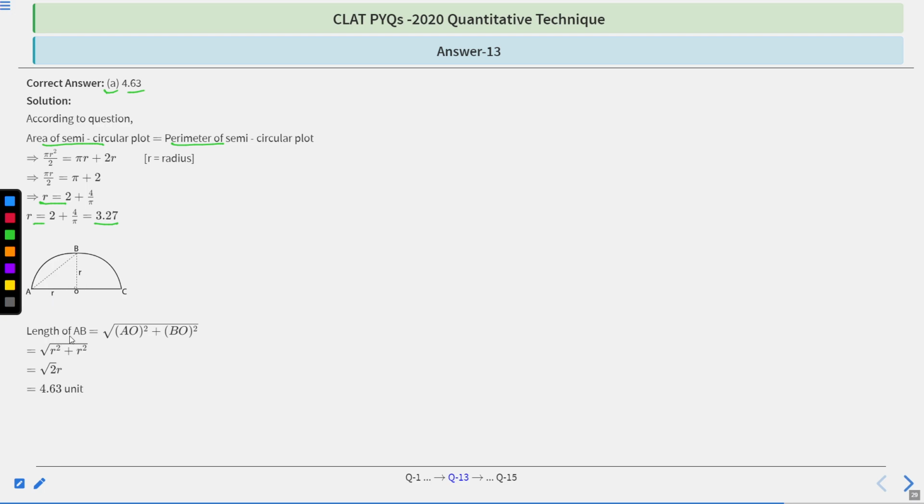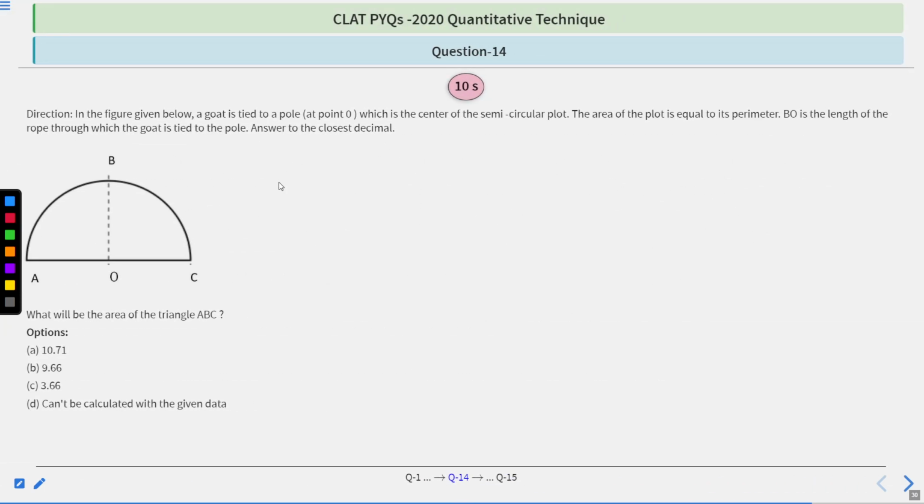Now, for the length of AB, as you can see, you can follow the Pythagoras formula here. AB will be root of R square plus R square, this means AO square plus AO square, which means root of 2 R square. This means root 2 multiplied by R, which is 4.63. I hope the explanation is very clear to you. Let's move to the next question.